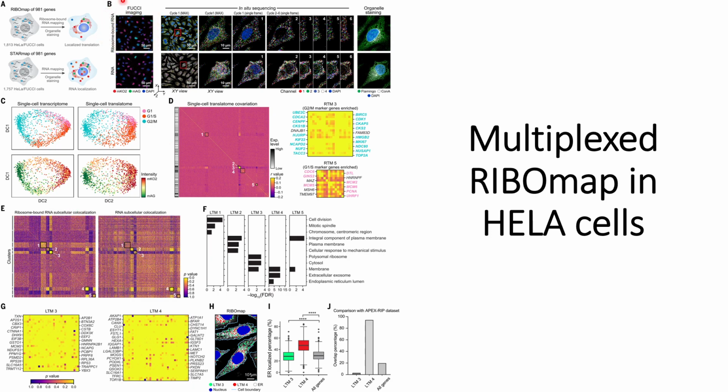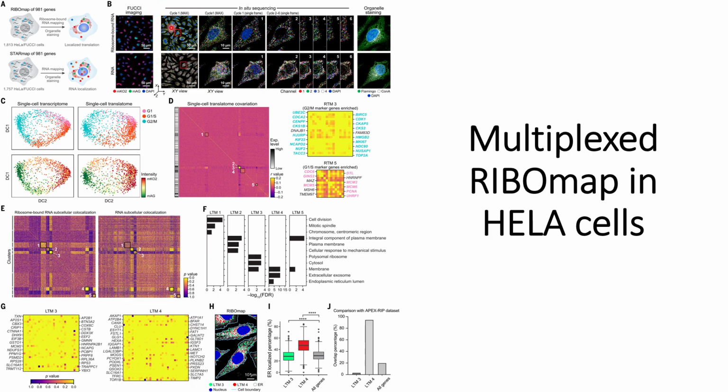Along with that, they did some FUCCI imaging of the cells in order to identify the cells based on their cell cycle functioning, or at what stage of the cell cycle a particular cell is. And then they compared it with the analysis results that they got from STARmap and RIBOmap. This one is the cell cycle assay.